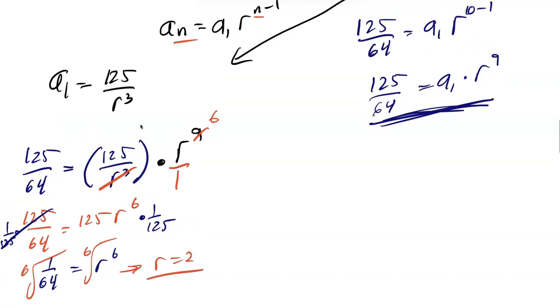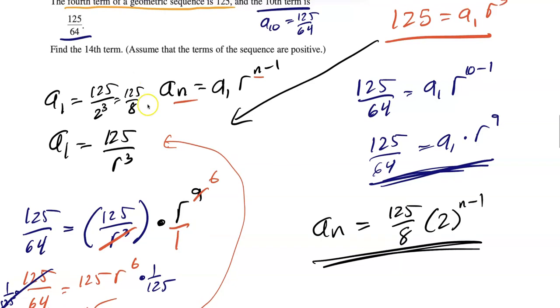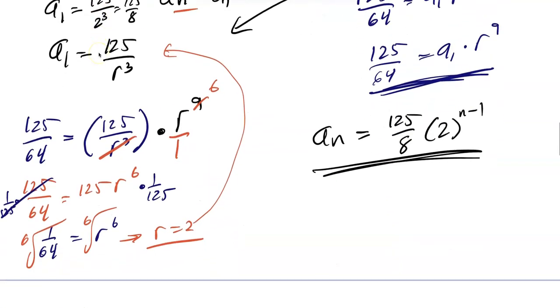Now that we know r equals 2, we can plug it back in to figure out what a_1 is. a_1 is going to be 125 over 2 cubed, so 125 over 8. So that's our formula. Let's rewrite it. We know what a_1 is and we know what r is, so we can write the formula: a_n equals 125 over 8 times 2 to the n minus 1. Now I think there's one more question, which was to find the 14th term. So let's plug in 14: 125 over 8 times 2 to the 14 minus 1.